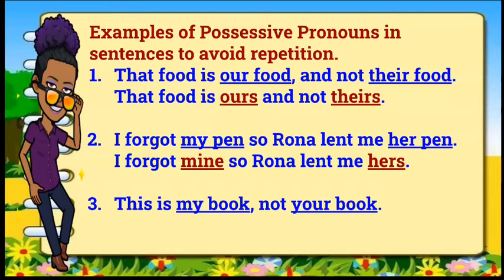"This is my book, not your book." Let's get some possessive pronouns here. "This is mine, not yours." So your book, we have yours. Her pen, we have hers. Their food, we have theirs. Our food, ours. My pen, we have mine. My book, mine. My book belongs to me, so it's mine. Your book belongs to you, so that's yours. Her pen belongs to her, so that's hers. Their food belongs to them, so that's theirs.